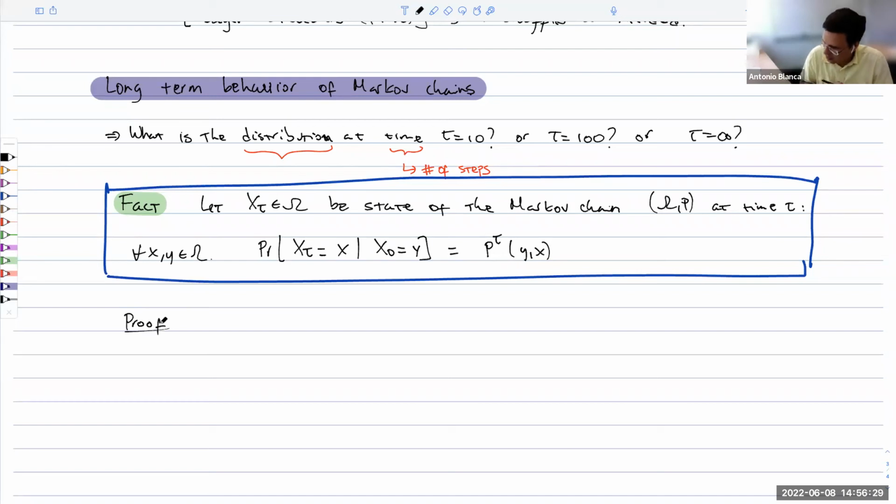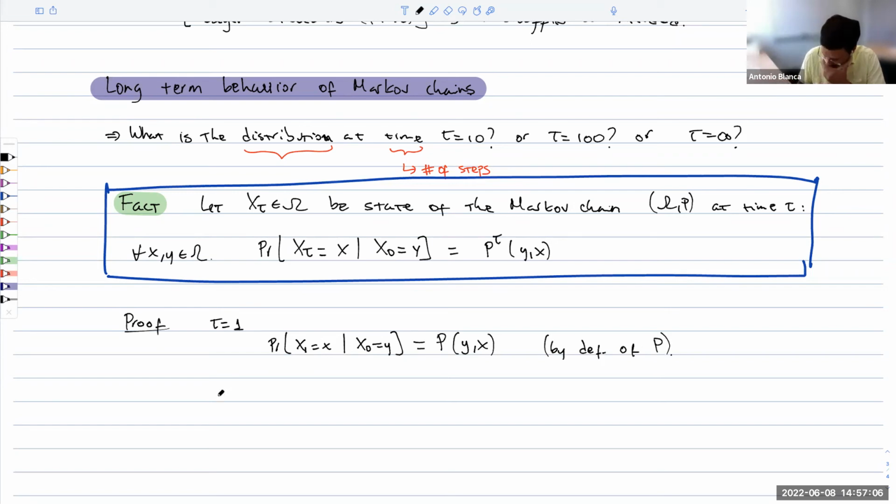Okay, so let's do the proof just to get you used to the notation and so on. This is what we want to show, the proof by induction. For t equals 1, this is the definition of the transition matrix. So the probability that at time 1 I'm at x, given that I started from y, is the probability that X1 is x given that X0 is y. This is just the transition matrix, P of y to x. So the base case of the induction is satisfied by definition of P.